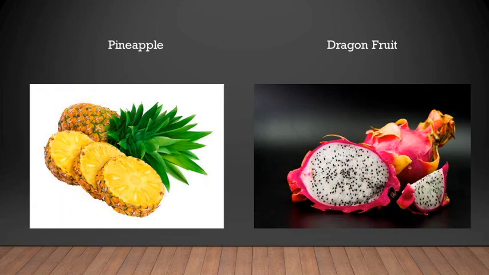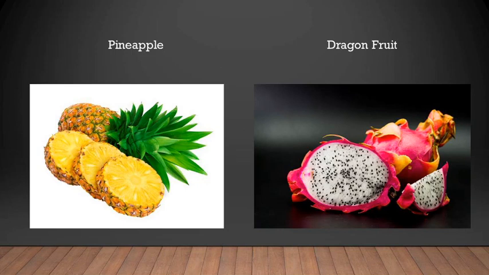Pineapple. Pineapple is called as pineapple in English and ananas in Hindi and Marathi. Ananas also has a very wonderful taste, especially eaten as it is or maybe made as a juice.